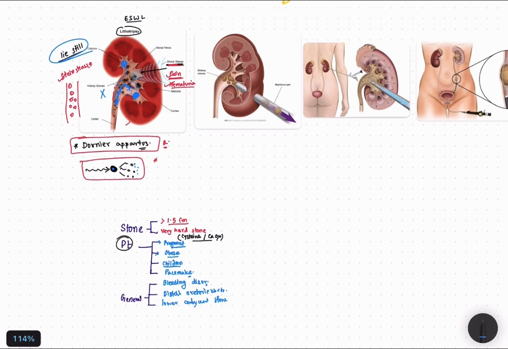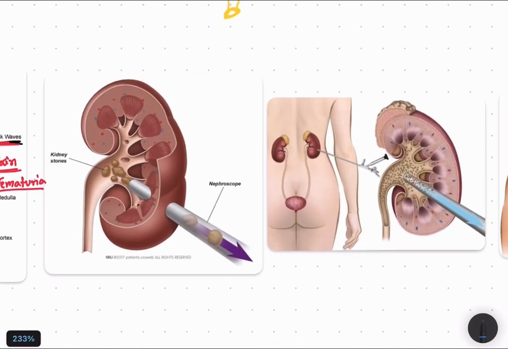As I told you, if there is a contraindication, or if the stone is not removed by ESWL, then I have to go for PCNL, that is percutaneous nephrolithotomy. As the name suggests, it is percutaneous, meaning I have to put a guide wire next to the stone here. You can see this is the stone. After that a nephroscope is inserted, and the stone is fragmented and removed.